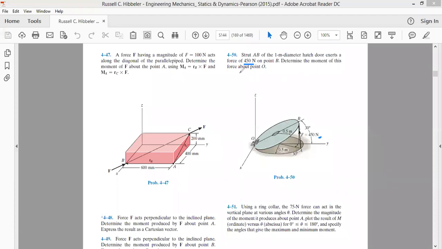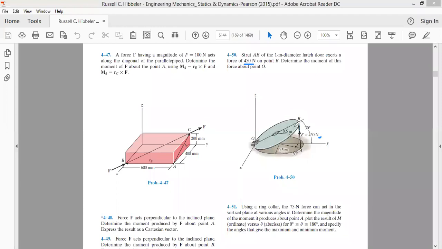Now we are asked to determine the moment of this force about point O. How much is the moment of this force F about point O? This is the question that we have to solve. First of all, have a look at this question. If you release this strut, what will happen to this lid? Essentially, the lid will fall down.